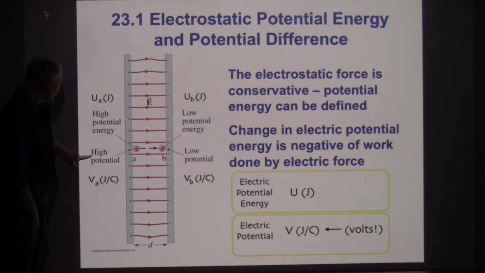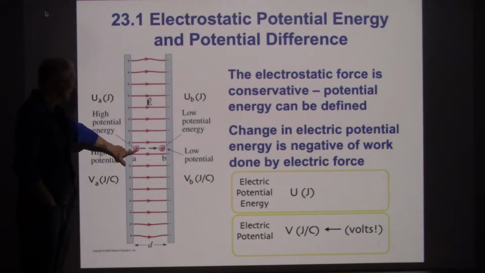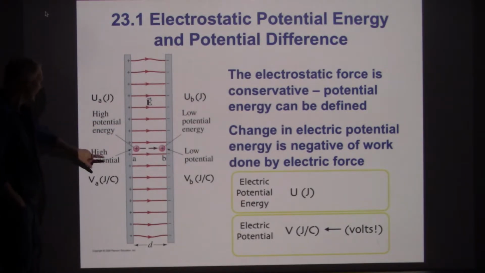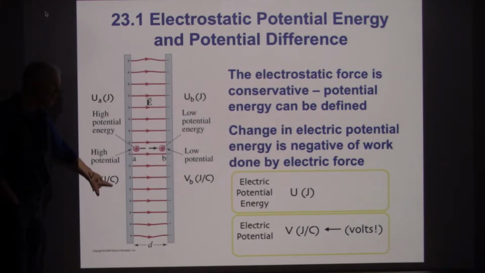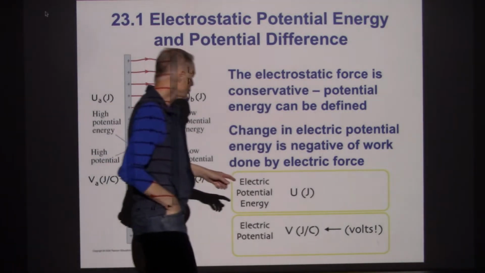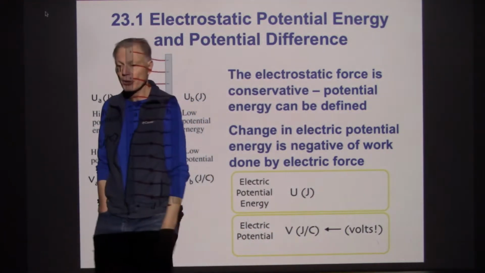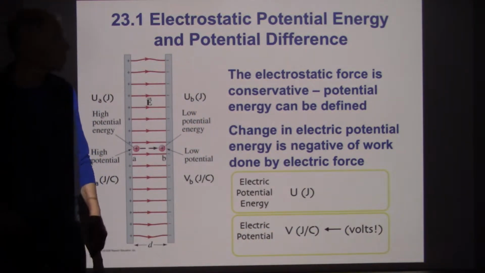The electric potential is defined as the energy per charge. So I don't necessarily have to know how much charge is present in this object. I can take the charges out and define the voltage in terms of energy per charge. Now that would be joules per coulomb, and joules per coulomb go by the name of volts. Okay, so those are going to be the units on the electric potential.